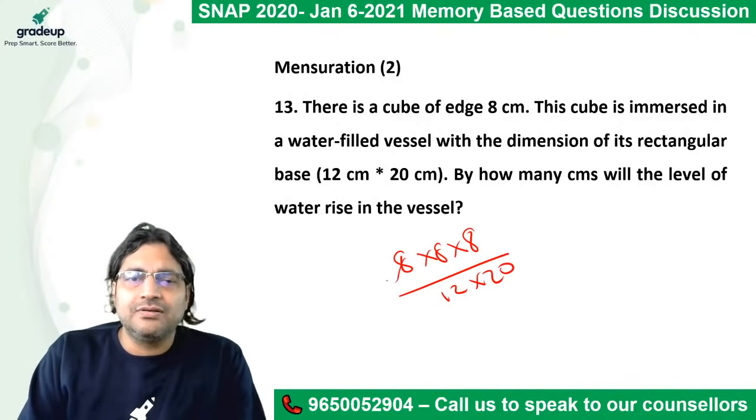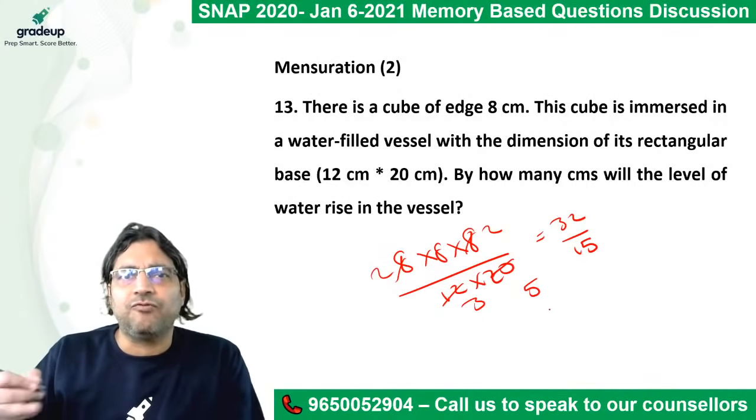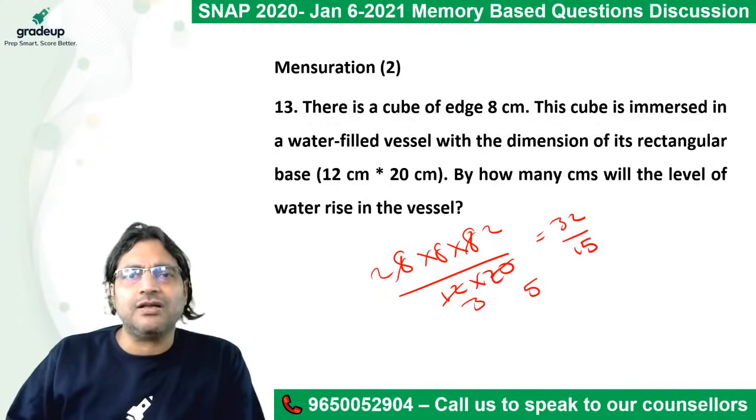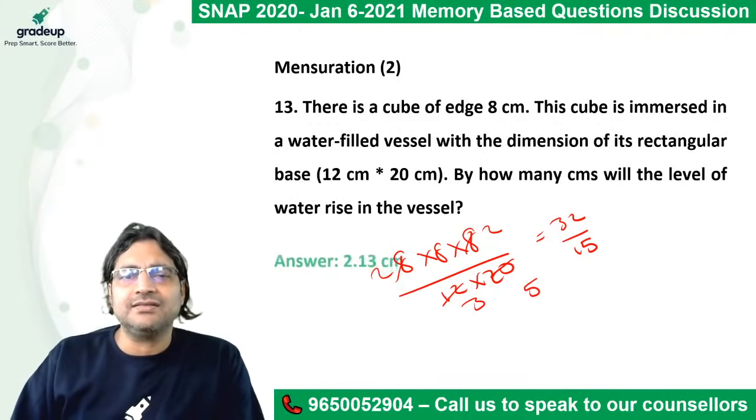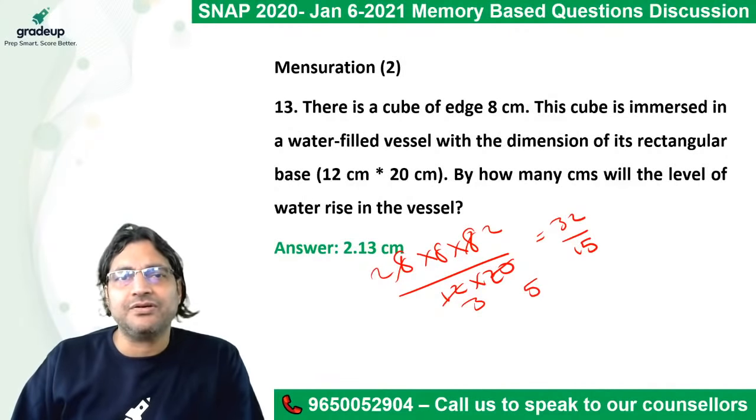All right. So this is 32 by 15. Okay, 32 by 15 will be the height of the water by which the level will rise. 32 by 15 centimeter will be the rise in the level of water. That is it. So that is the answer, which is 2.13 centimeter.